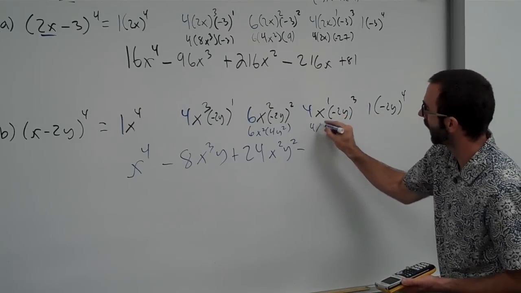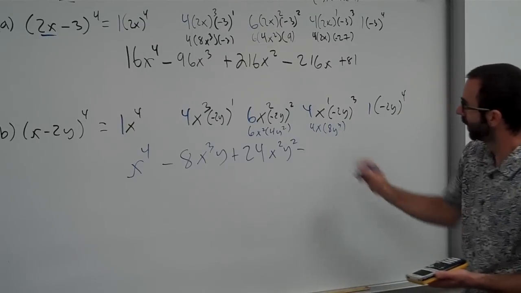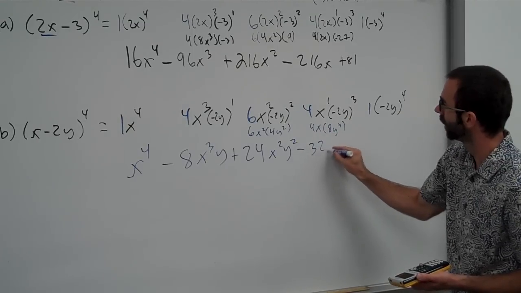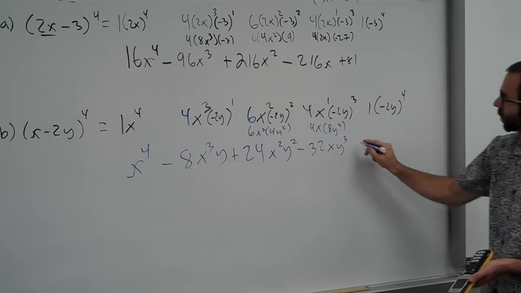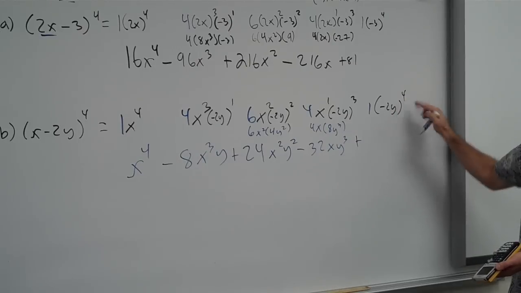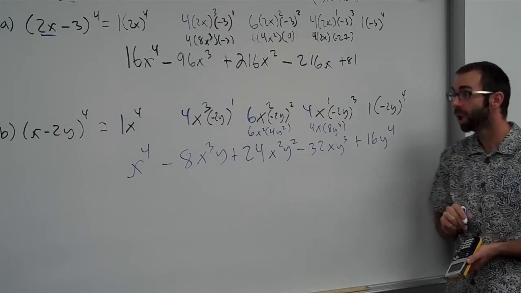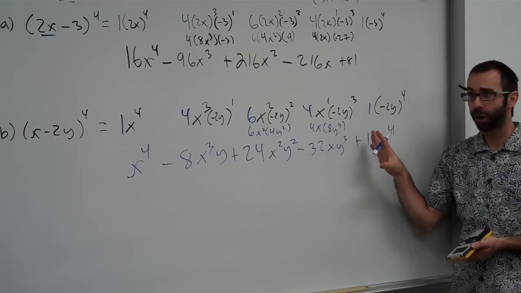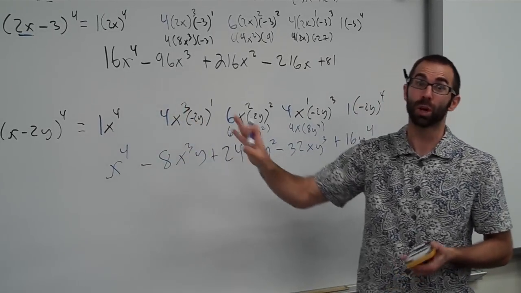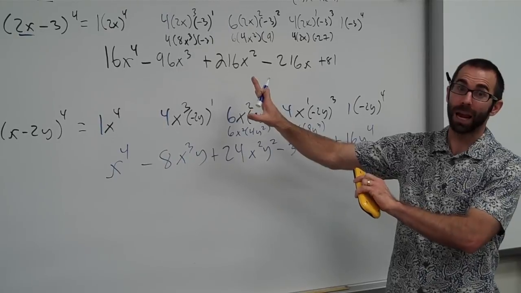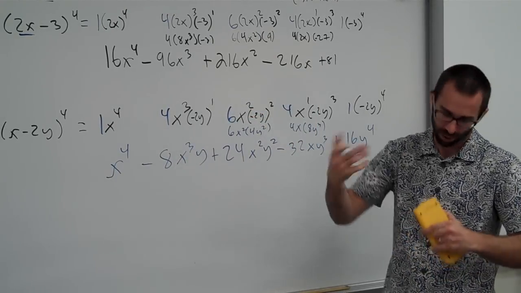So let's clean this up. 4x times negative 2 cubed is negative 8y cubed. So 4 times 8 is 32xy cubed. And last but not least, this would be a positive: 2 to the power 4 is 16, and then y to the power of 4. I like the binomial theorem and Pascal's triangle because we're not doing this by hand. If you really want to respect Pascal, you might want to just try one or two by hand. So there it is.